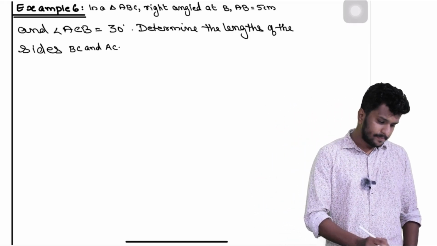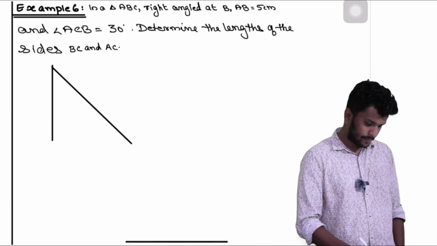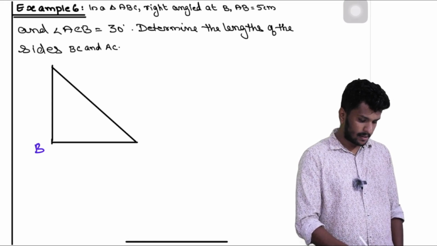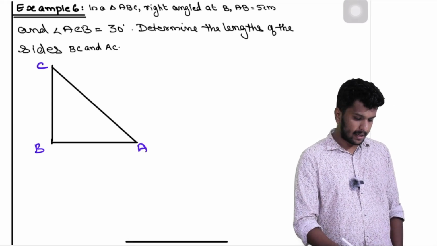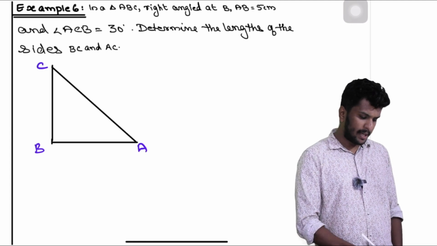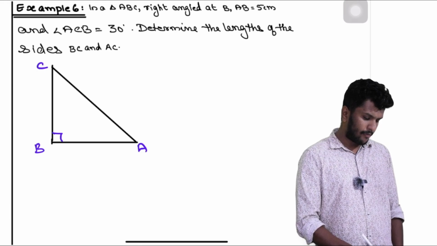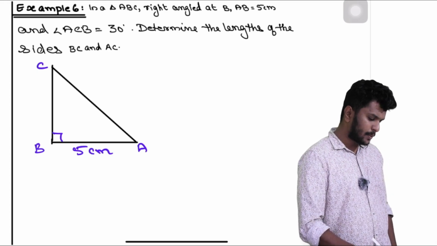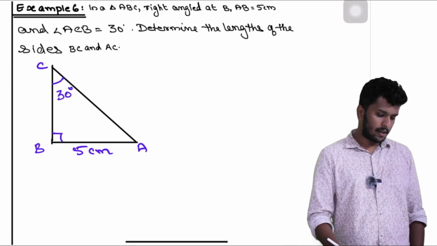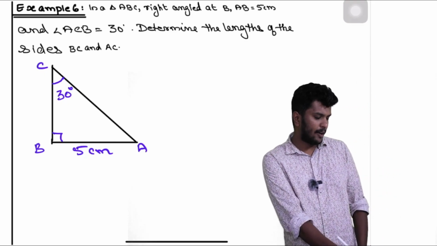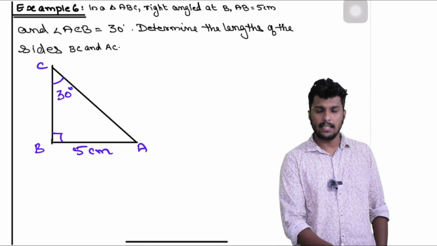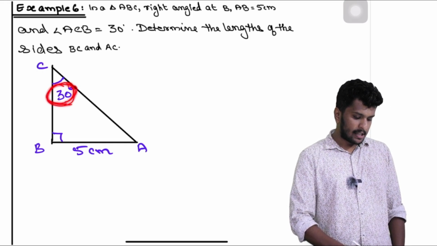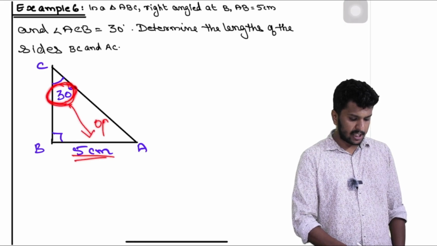So here I have a right triangle at B, A, C. What all is given? Angle B is 90, AB is 5 centimeter, and angle ACB is 30 degree. We have to find the values of BC and AC. Now listen here, everyone. The angle 30 degrees is given, and its opposite side is also given.